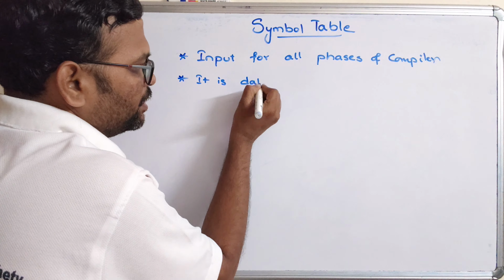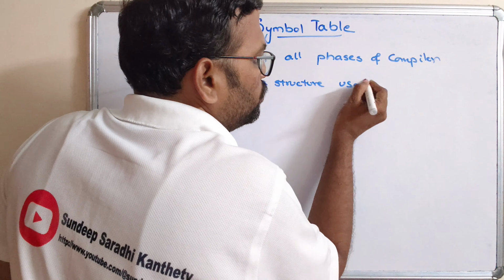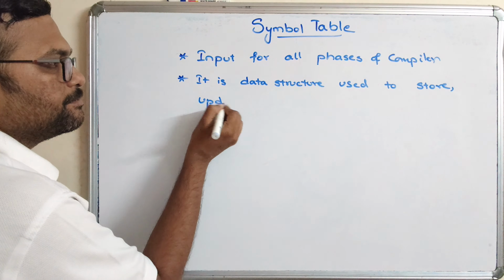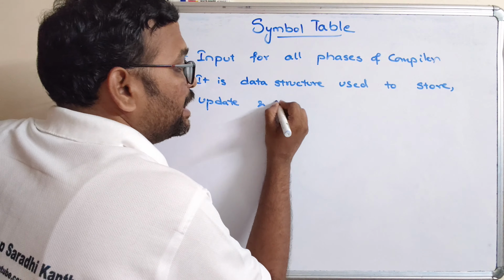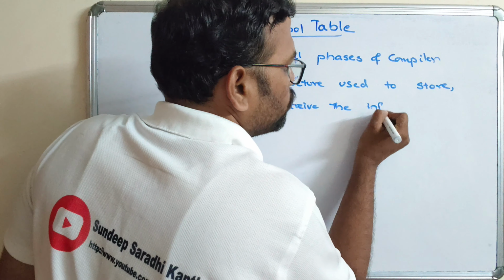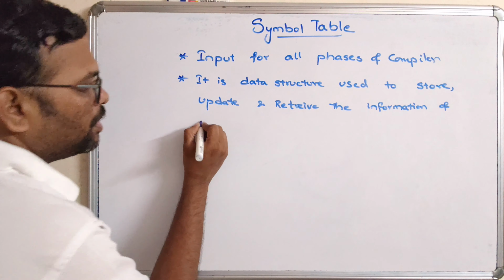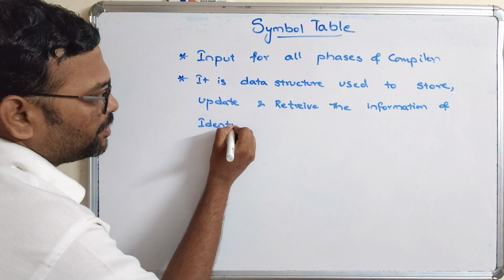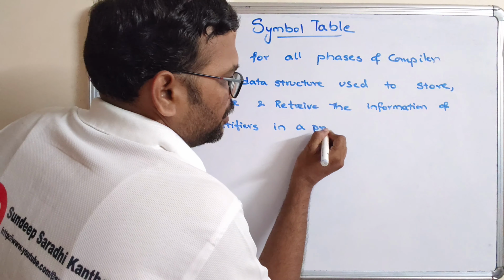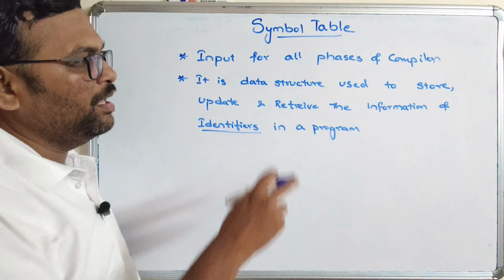it is a data structure used to store, update and retrieve the information. So table means storing the information of identifiers in a program. So the complete information about the identifiers will be stored in the symbol table.